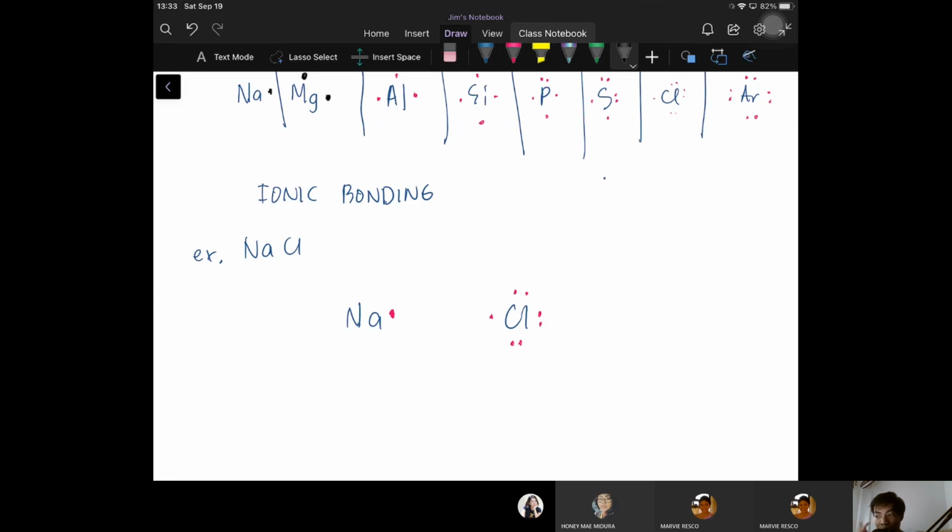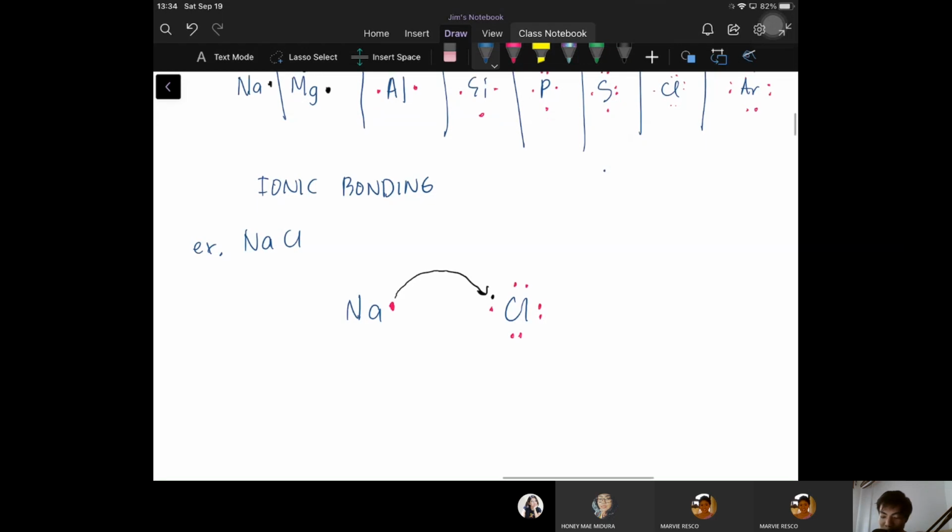Di ba sabi natin, yung group 1, they will lose electron. How many electrons? Isa. Sa group 1 sila eh. So saan mapupunta yung isang electron na yon? Eh di sa non-metal. Remember, non-metal accepts electrons, di ba? Si chlorine, group 7 yan, so it will gain 1 electron. Saan galing yung isang electron na yon? Kay sodium, no? So gagawin ni sodium, ipapamigay niya yung 1 dot niya papunta kay chlorine.